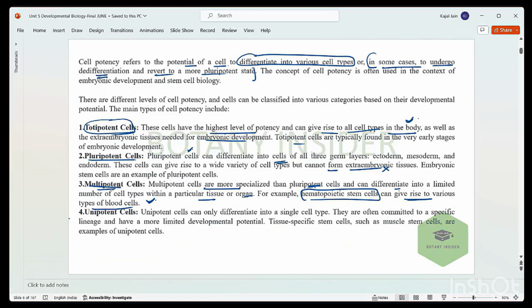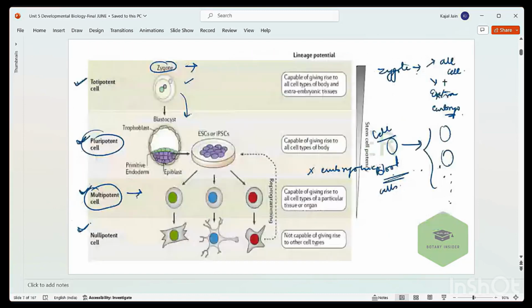Then you have unipotent cell. Unipotent cell is the fourth one, which can differentiate only into a single type. For example, the muscle stem cells, they can convert into a muscle cell only. Unipotent. Uni means single. Single potential. Right? So, totipotent, pluripotent, multipotent and unipotent. These are the four types.